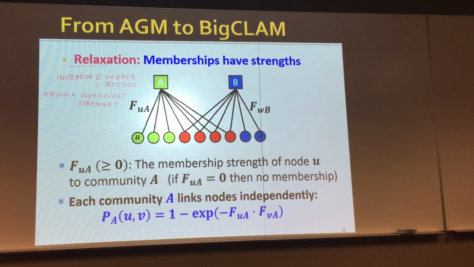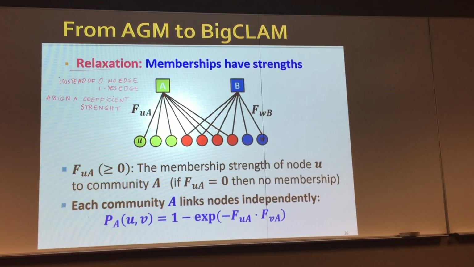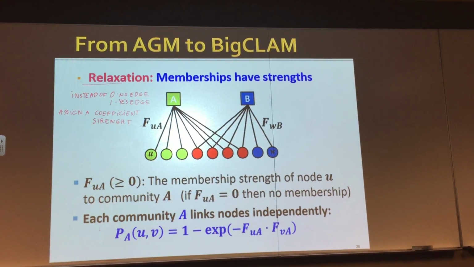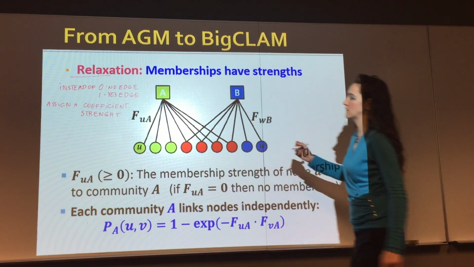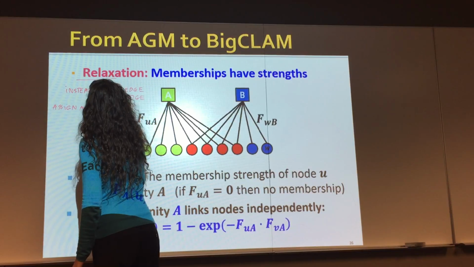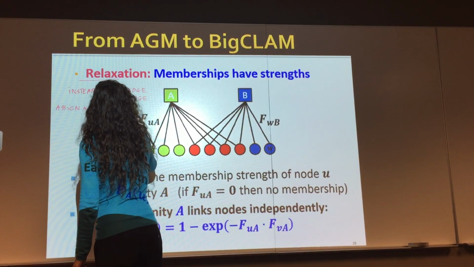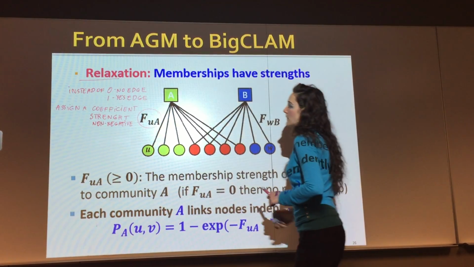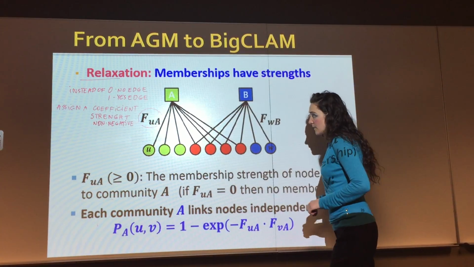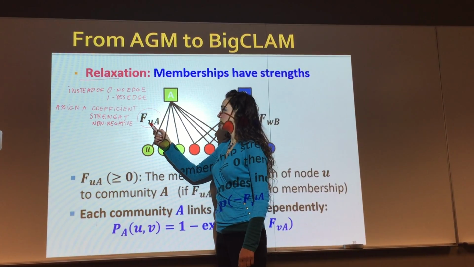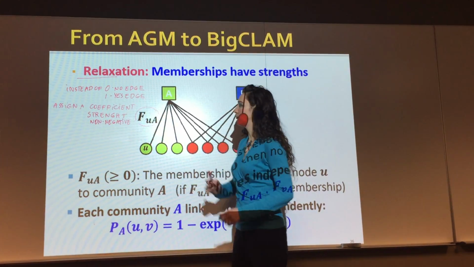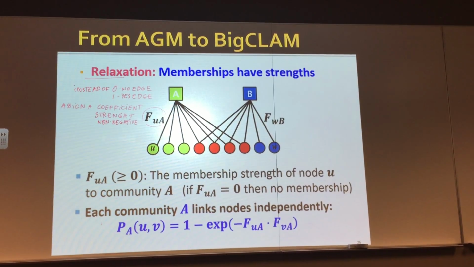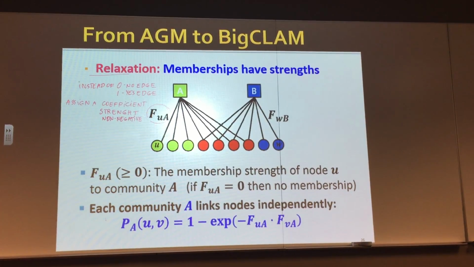So instead of having a 0 and 1, we will have strength coefficients. So these are non-negative coefficients. This F is a coefficient that is showing the likelihood of the strength that the node U participates in the community A. So what we have here is U is the name of the node, A is the name of the community.